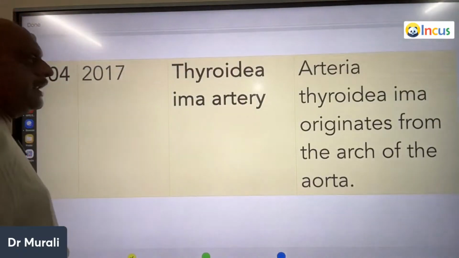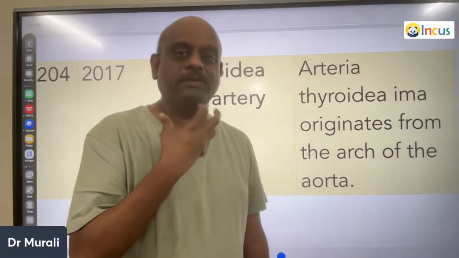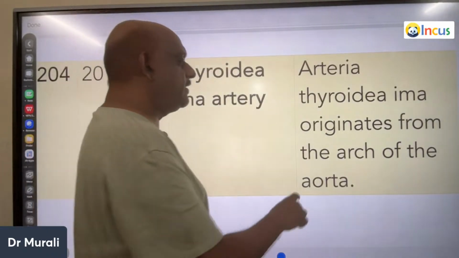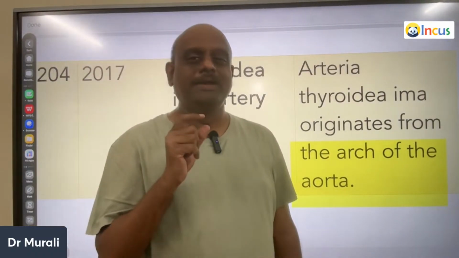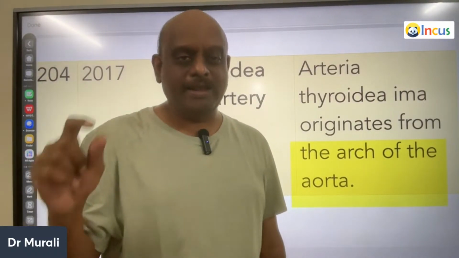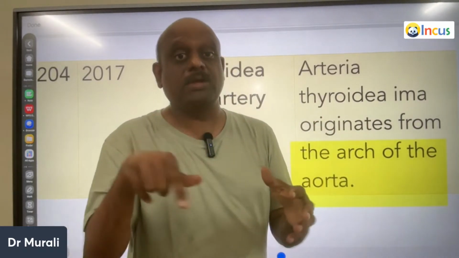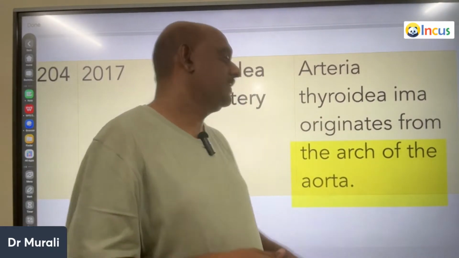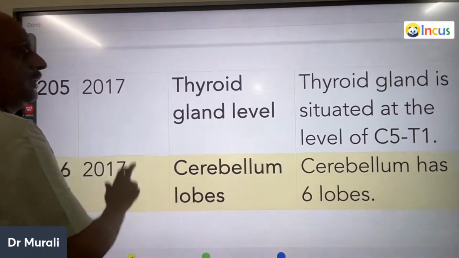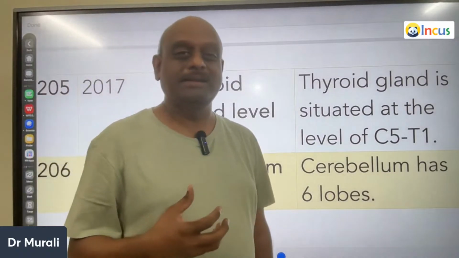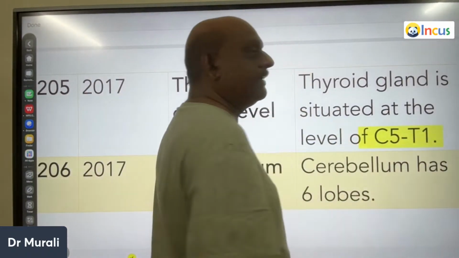Now, arteria thyroidea ima, the blood supply of the thyroid. It originates from the arch of aorta. Once more, it is a small short note. You need to know what is arteria thyroidea ima, and what blood supplies contribute to the formation of this vascular plexus, right? So the arch of aorta. Now, where is the thyroid gland? The thyroid gland is situated at the level of C5 to T1.